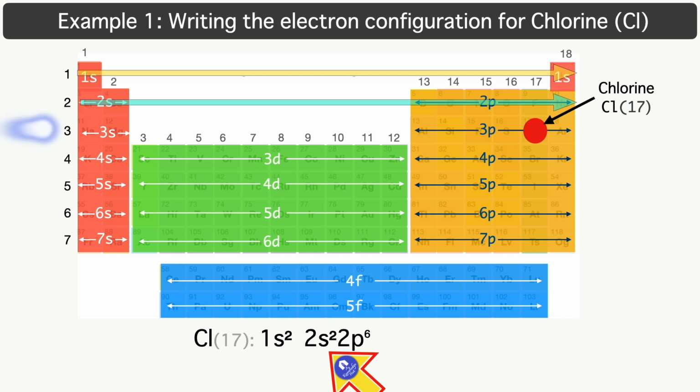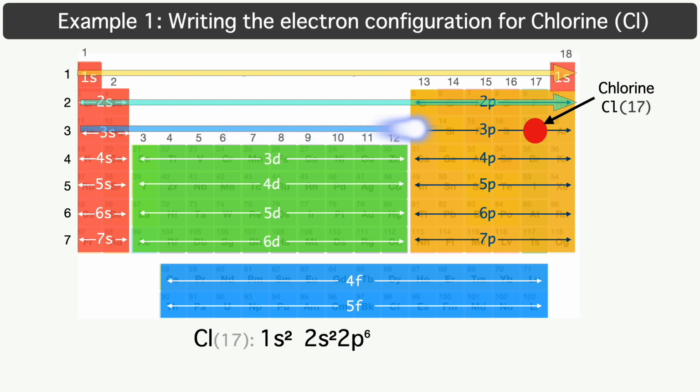Now come to the period 3. This period has 2 blocks S and P. The S block has to be fully traversed, but we need to stop one position before completing the 3p subshell. Fill the 3s subshell with 2 electrons.